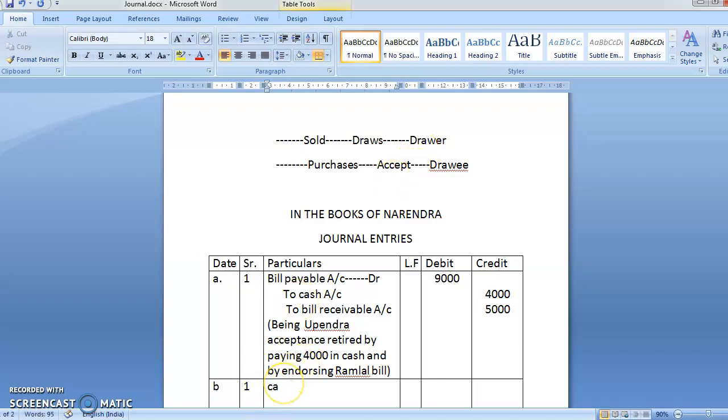So it is Cash or Bank Account debit, Rebate.